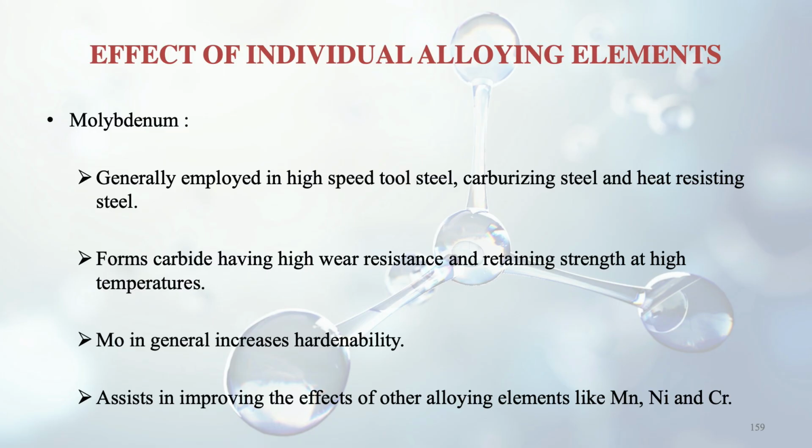So it is added in tool steel, carburizing steel and heat resisting steel also. It gives us heat resistance, and it increases hardenability like in previous cases we have seen. So molybdenum also gives us hardenability. Molybdenum also assists in improving effects when we use it in combination with manganese, nickel and chromium. So this is also a very good element for alloy steel.